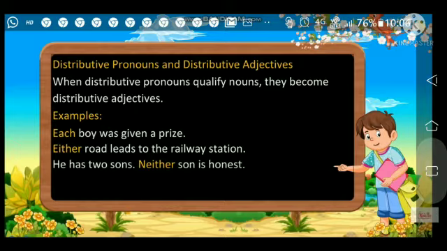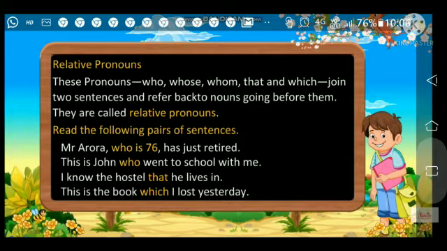Now see the difference between distributive pronouns and distributive adjectives. When distributive pronouns qualify a noun, they become distributive adjectives. See, each boy was given a prize. Either road leads to the railway station. He has two sons. Neither son is honest.